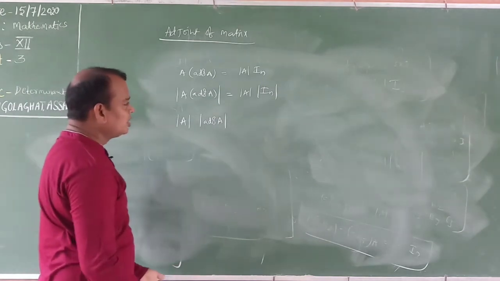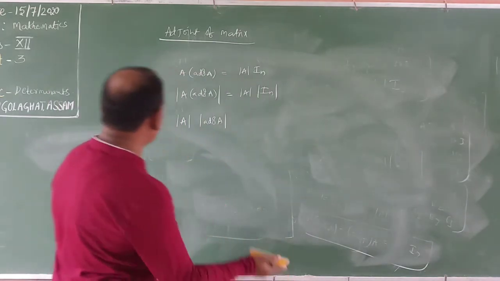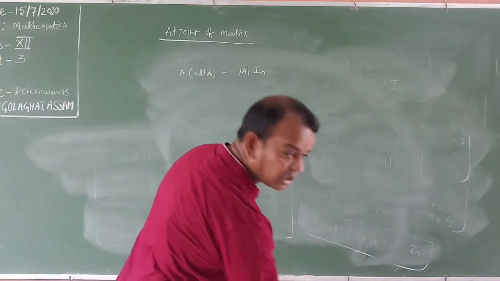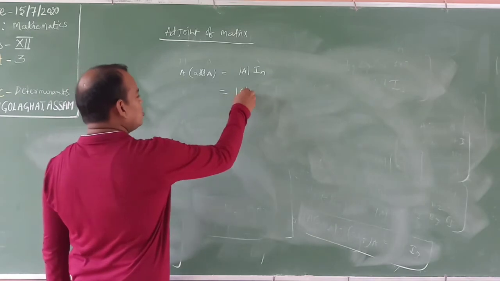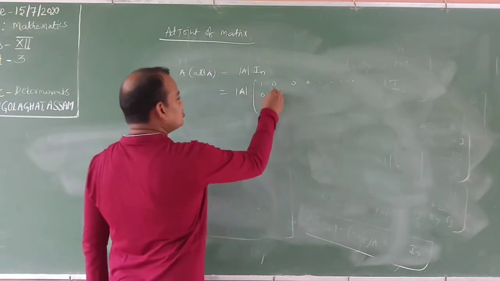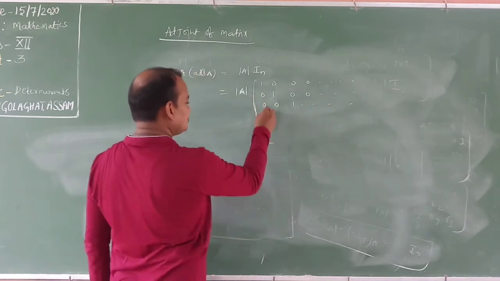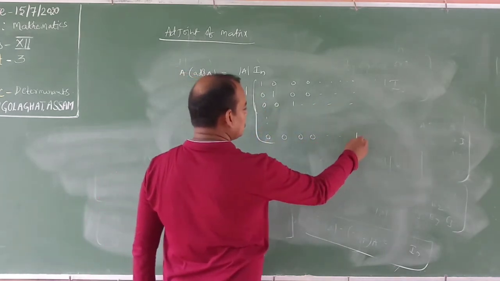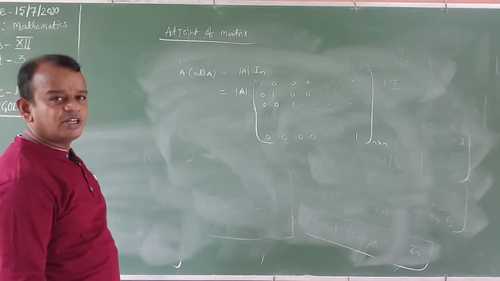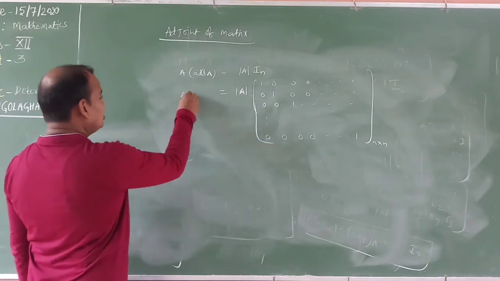Otherwise, we will go to the next step. What is the determinant of In? In means 1 0 0 0 and so on, 0 1 0 0 and so on, next 0 0 1 and so on, last one 0 0 0 0 and so on, 1, of order n by n. No doubt, all are 0, 100%, the last is 1. Det A. Now multiplying with this one, we will take the determinant of A into adjoint of A.